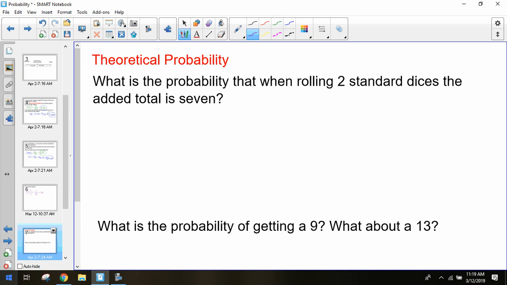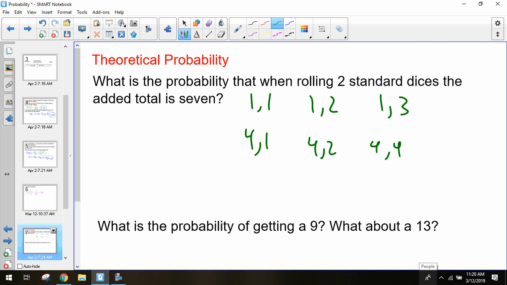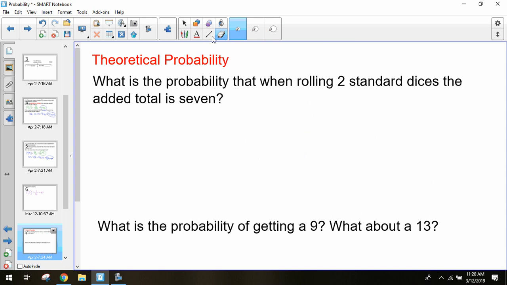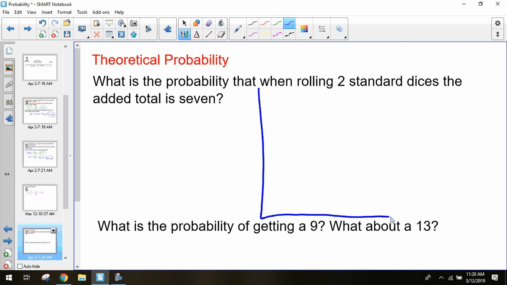So what are some possibilities? If I roll 2 dice, what are some things I could get? I could get a 1 and a 1, which would equal 2. I could get a 1 and a 2, which would equal 3. I can get a 1 and a 3, which would equal 4. I could get a 4 and a 1, a 4 and a 2, a 4 and a 4. There'd be a lot of possibilities, right? So sometimes it might be easier to create a chart to help us keep track of our data.